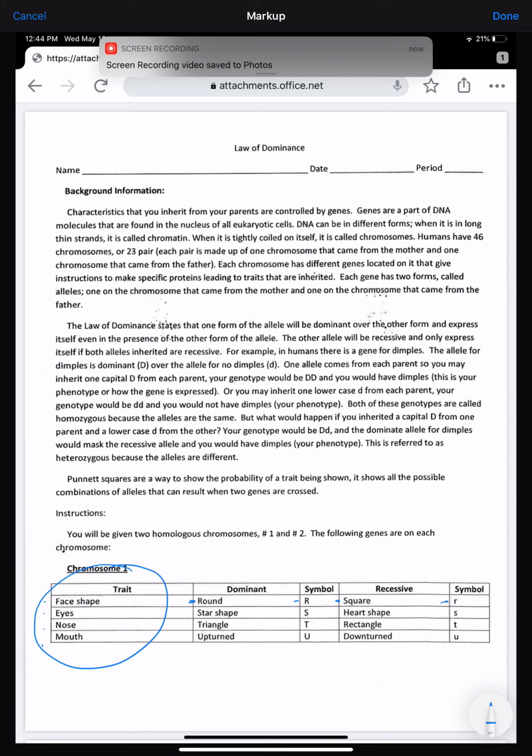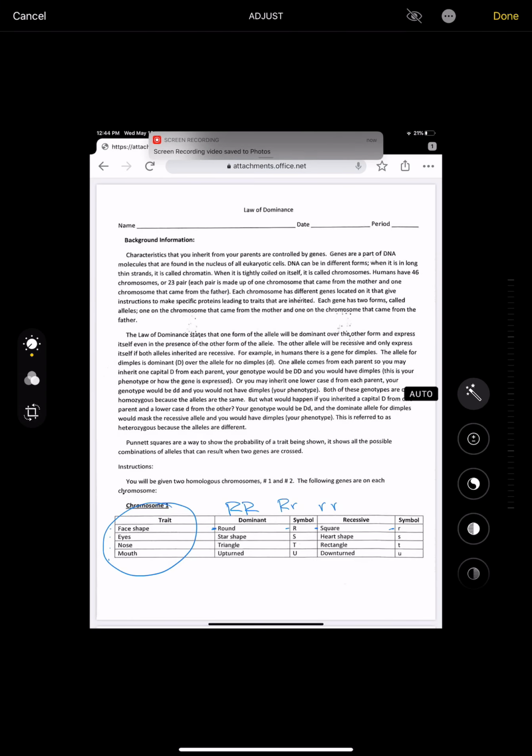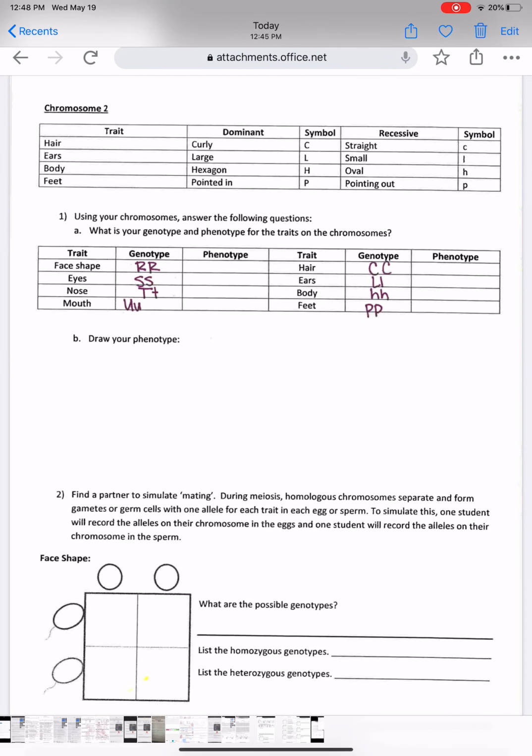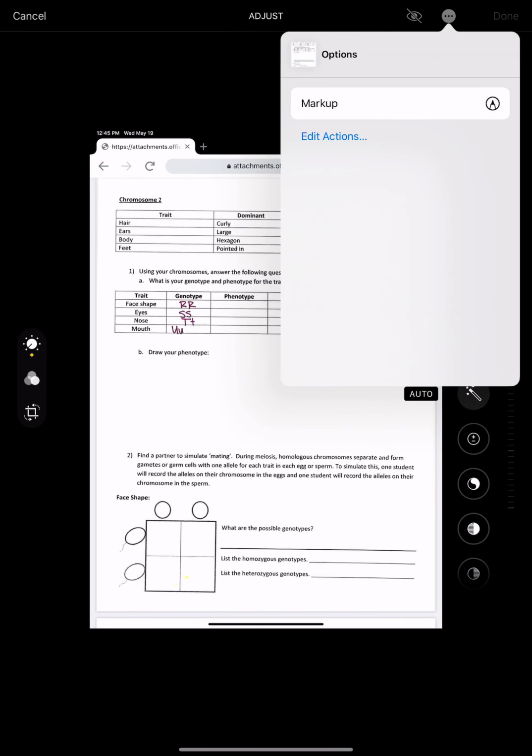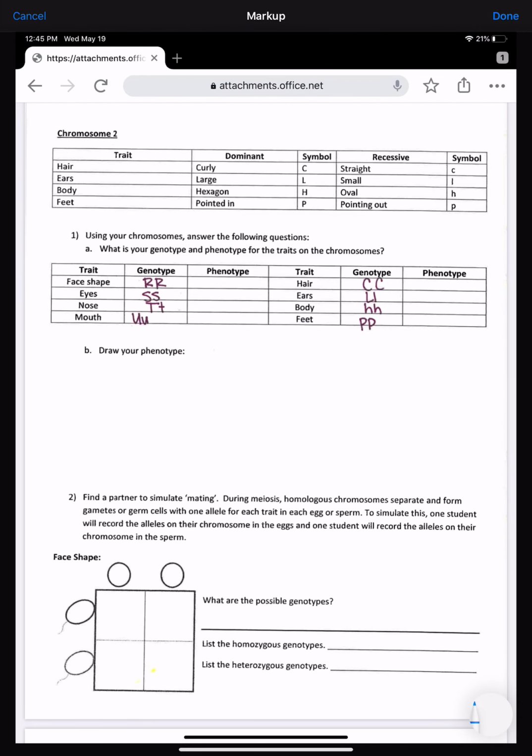So for face shape, round is dominant over square. So just a reminder, this genotype will give you the dominant trait round. This genotype will give you the dominant shape round. And then this will give you the recessive trait square. And so that's going to be like that on chromosome 2 as well. Okay. So then I'm going to show you what to do with that information. So number 1, and here's chromosome 2, sorry.